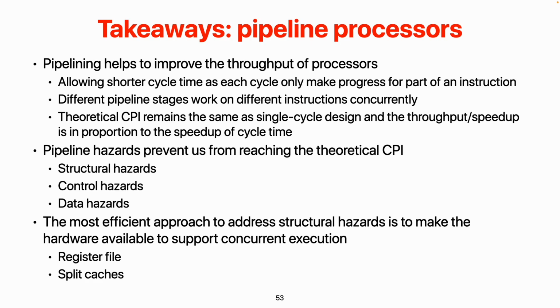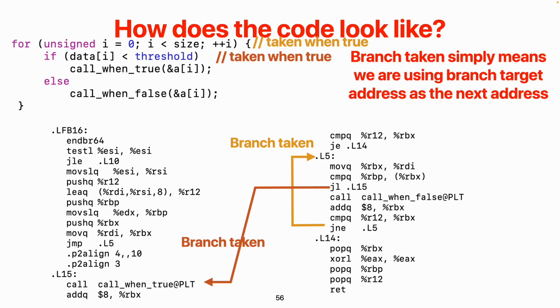So here's a takeaway of the pipeline design. The most efficient approach to addressing a structural hazard is to change the hardware design, because it's a structural hazard, right? The register file, we have seen that, and split cache design, we have seen that. Now, let's talk about another hazard, which is the control hazard. And remember, the control hazard arises because we have branches. So how often do we meet a branch?